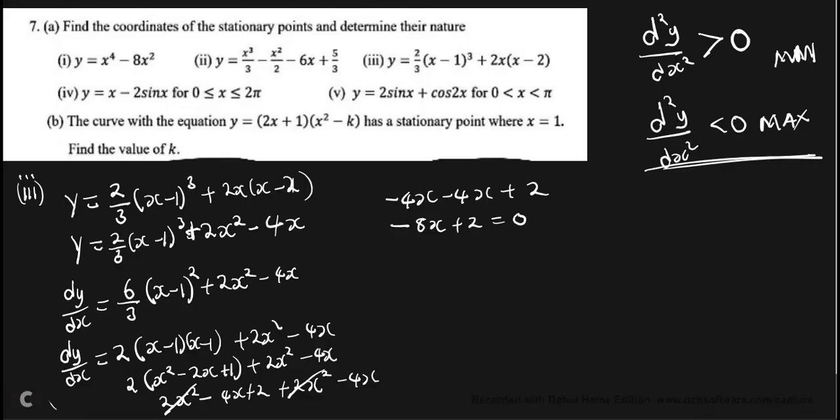Remember that you're finding the stationary points, right? So since you have this equation, meaning that this is negative 8x equals negative 2, then negative 8 over negative 8. Then the answer that you remain with is positive 1 over 4, only 1. So you have just 1 point in this situation. So for here, we just leave it like that.